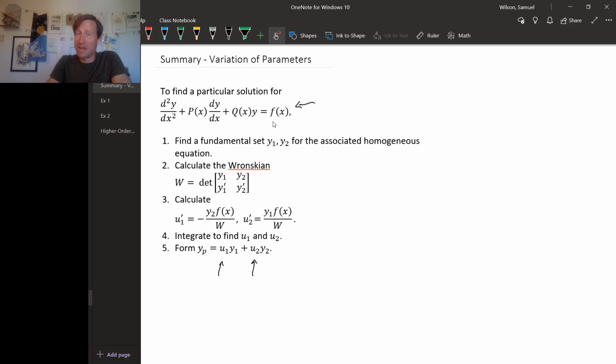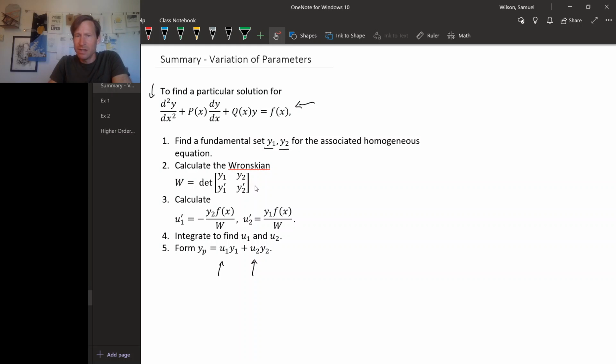first of all, you might need to rearrange your differential equation so it actually looks like this. In particular, if you have a coefficient function out in front of your second derivative, you'll need to divide everything by that coefficient function to clear that coefficient. But once you have your equation set up like this, then you can find a fundamental set for the associated homogeneous equation. That'll give you y1 and y2.